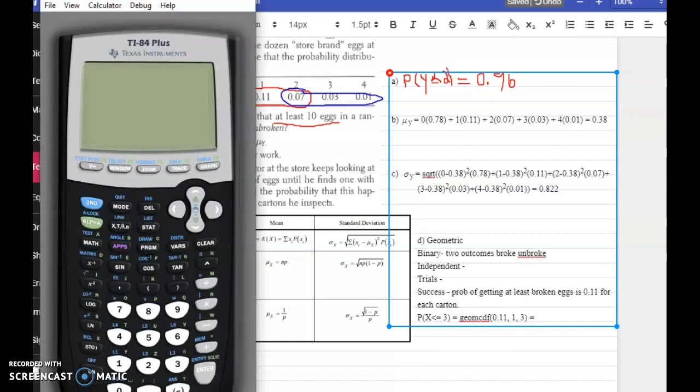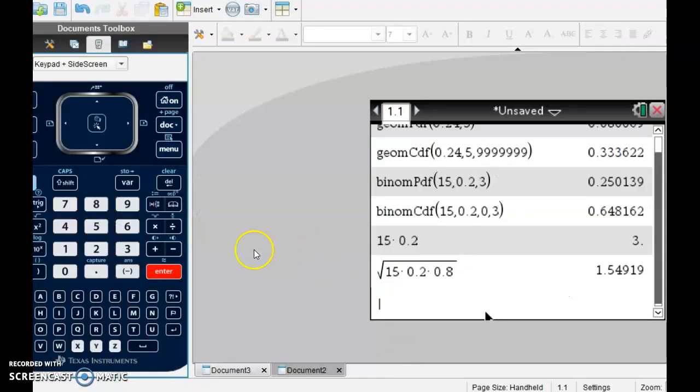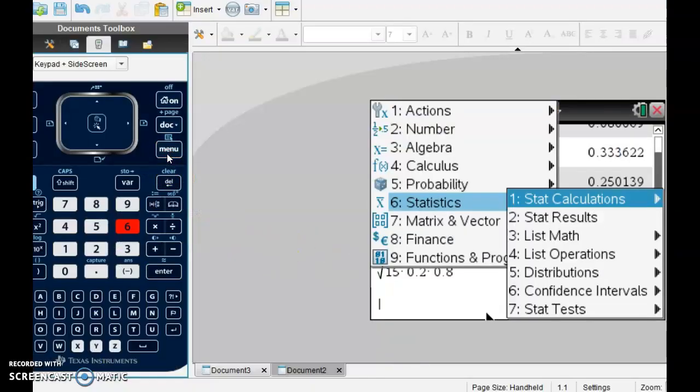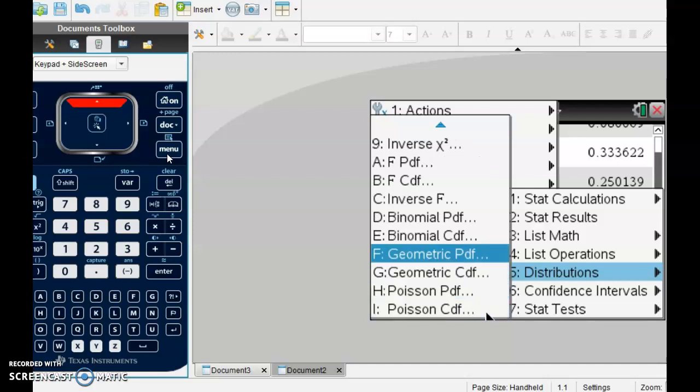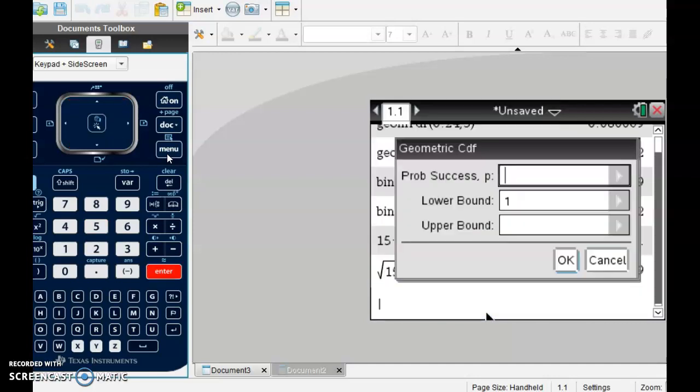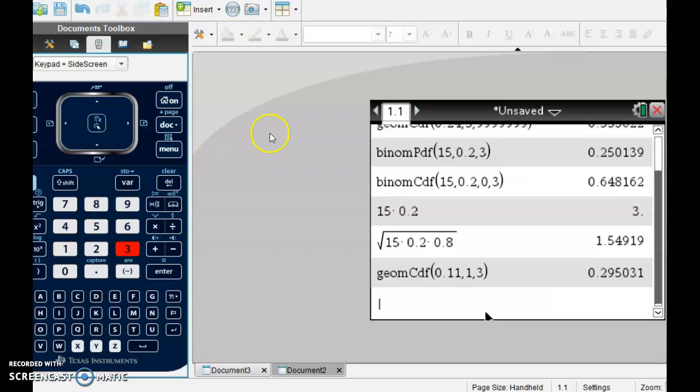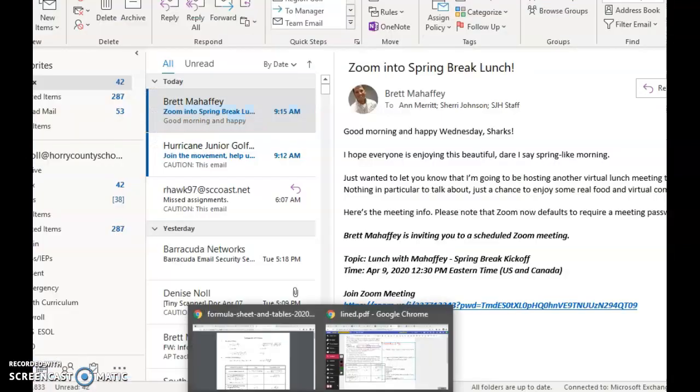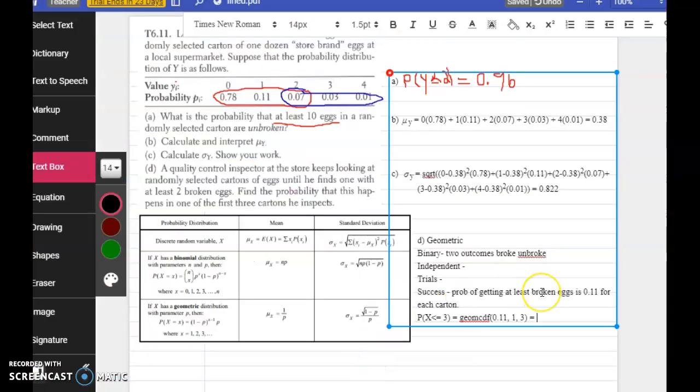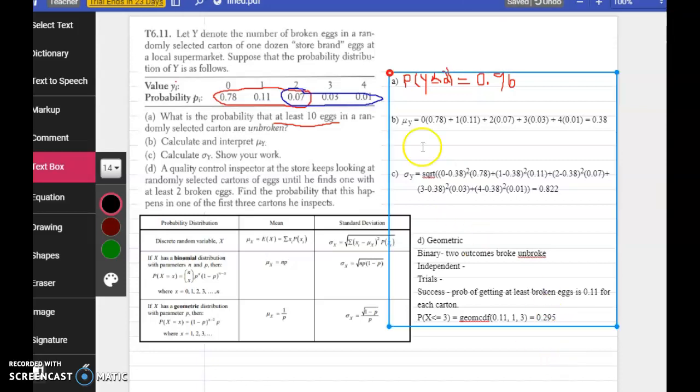And let's see what that gives me in my calculator. Not that calculator. Menu 65G. So I get a probability of 0.295. And that's it for question 11.